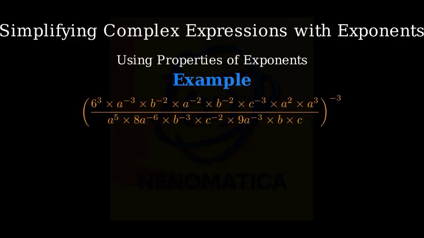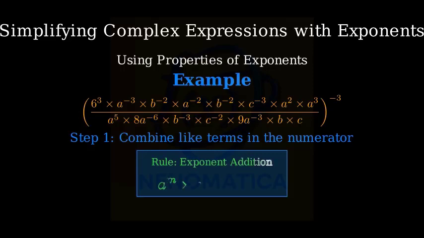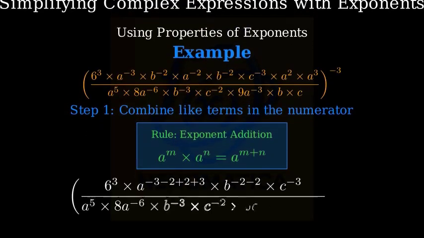We have a fraction where the numerator is the product of several terms with exponents, and the denominator also contains a product of terms with exponents. This entire expression is then raised to the power of negative 3. Let's simplify this step by step. First, we'll combine all the terms with the same base in the numerator.